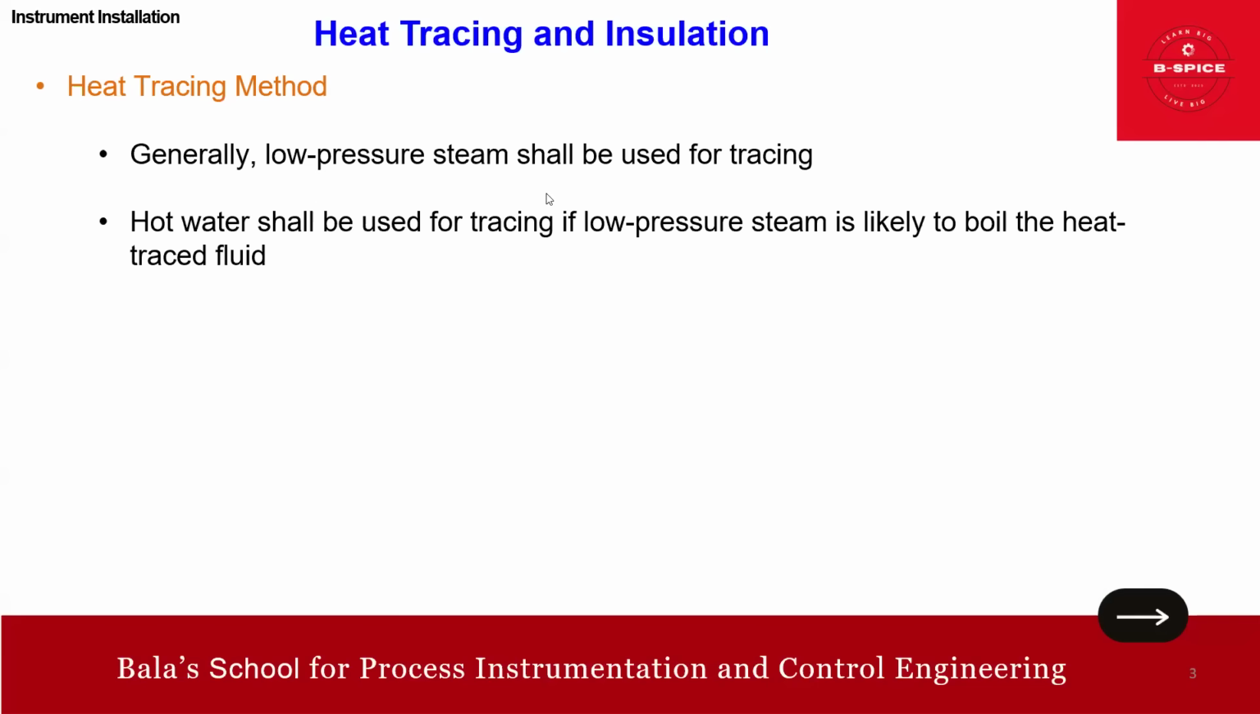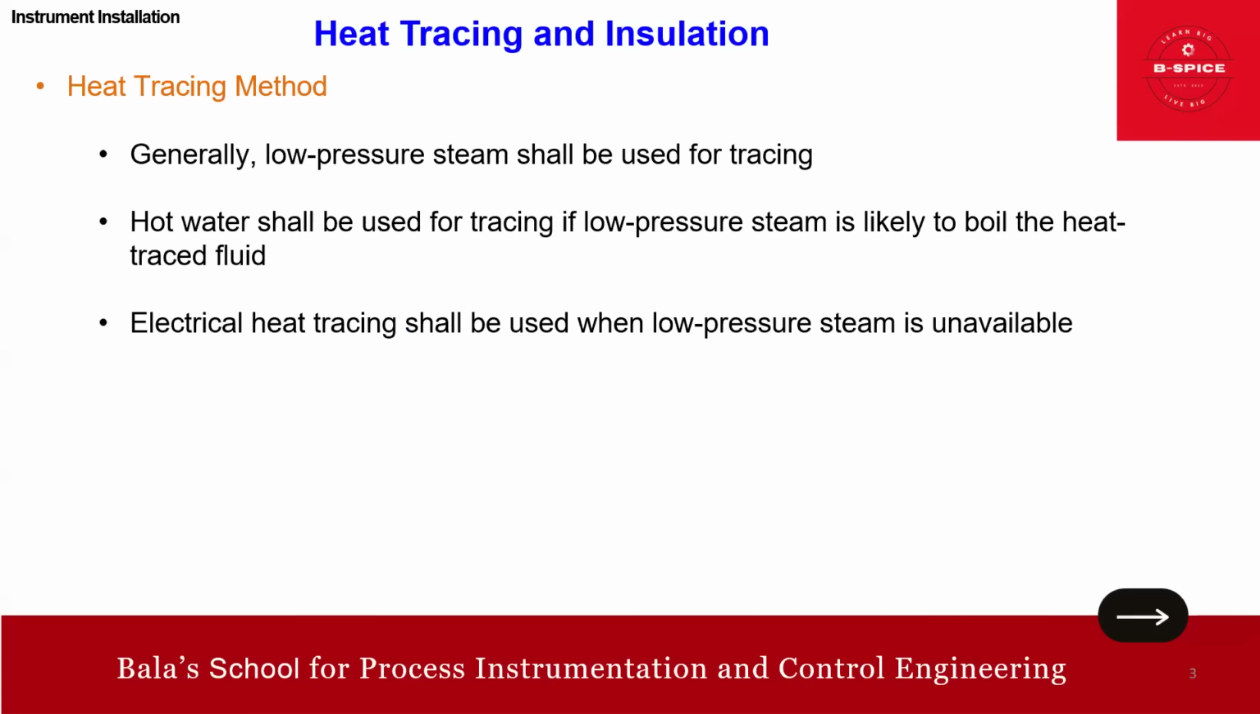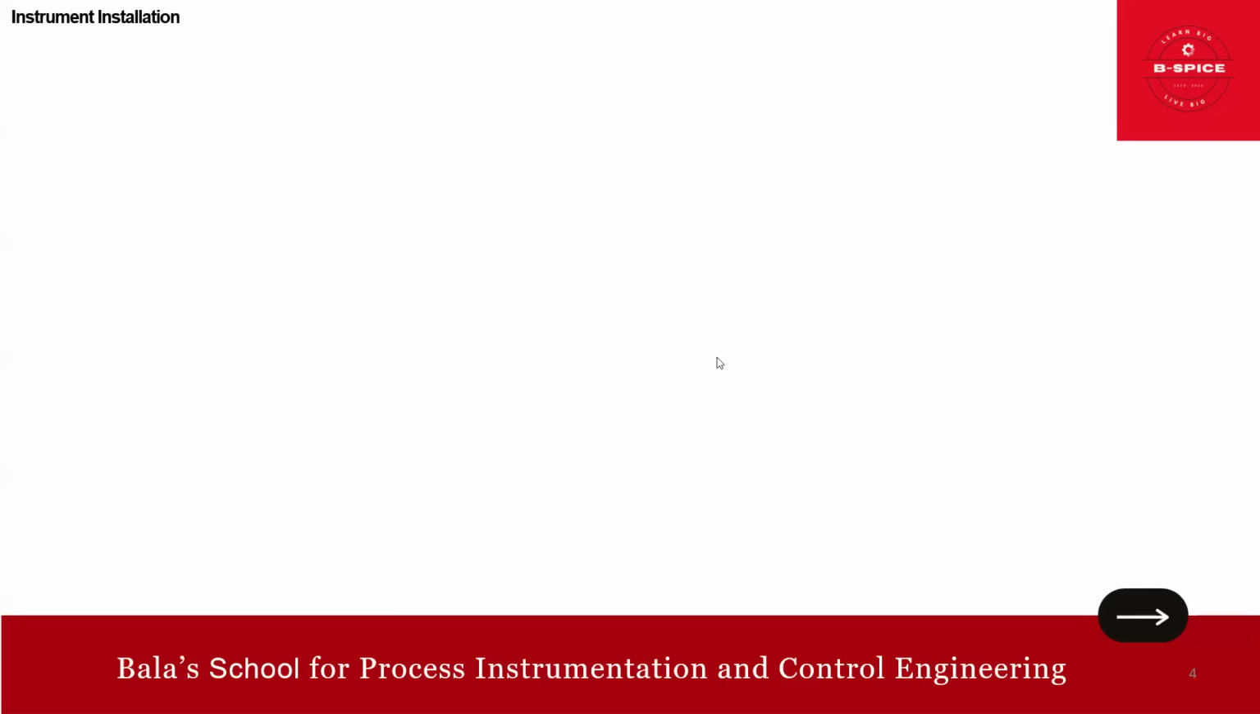Methodology, generally low pressure steam. In a plant, we can use this low pressure steam for heat tracing. Hot water shall be used for tracing if low pressure steam is likely to boil the heat traced fluid. And of course, electrical heat tracing shall be used when low pressure steam is unavailable. These are the options.